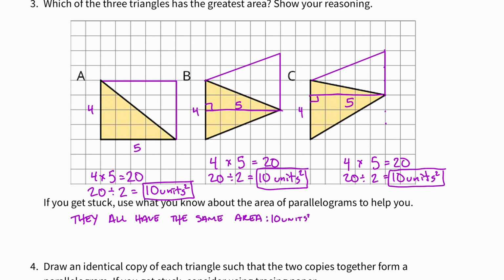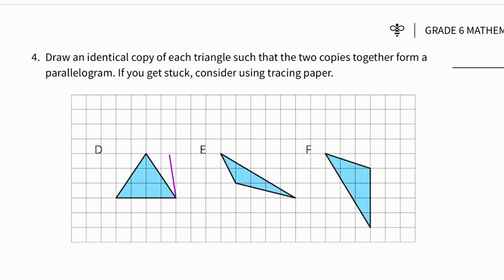10 square units. All right, number 4, draw an identical copy of each triangle such as the 2 copies together form a parallelogram. Here I'm just kind of counting the units, 3 up and 2 over, and then went down, 3 down and 2 over to find the vertex for that other triangle. I'm going to put them together and we have a parallelogram there composed of 2 identical triangles.